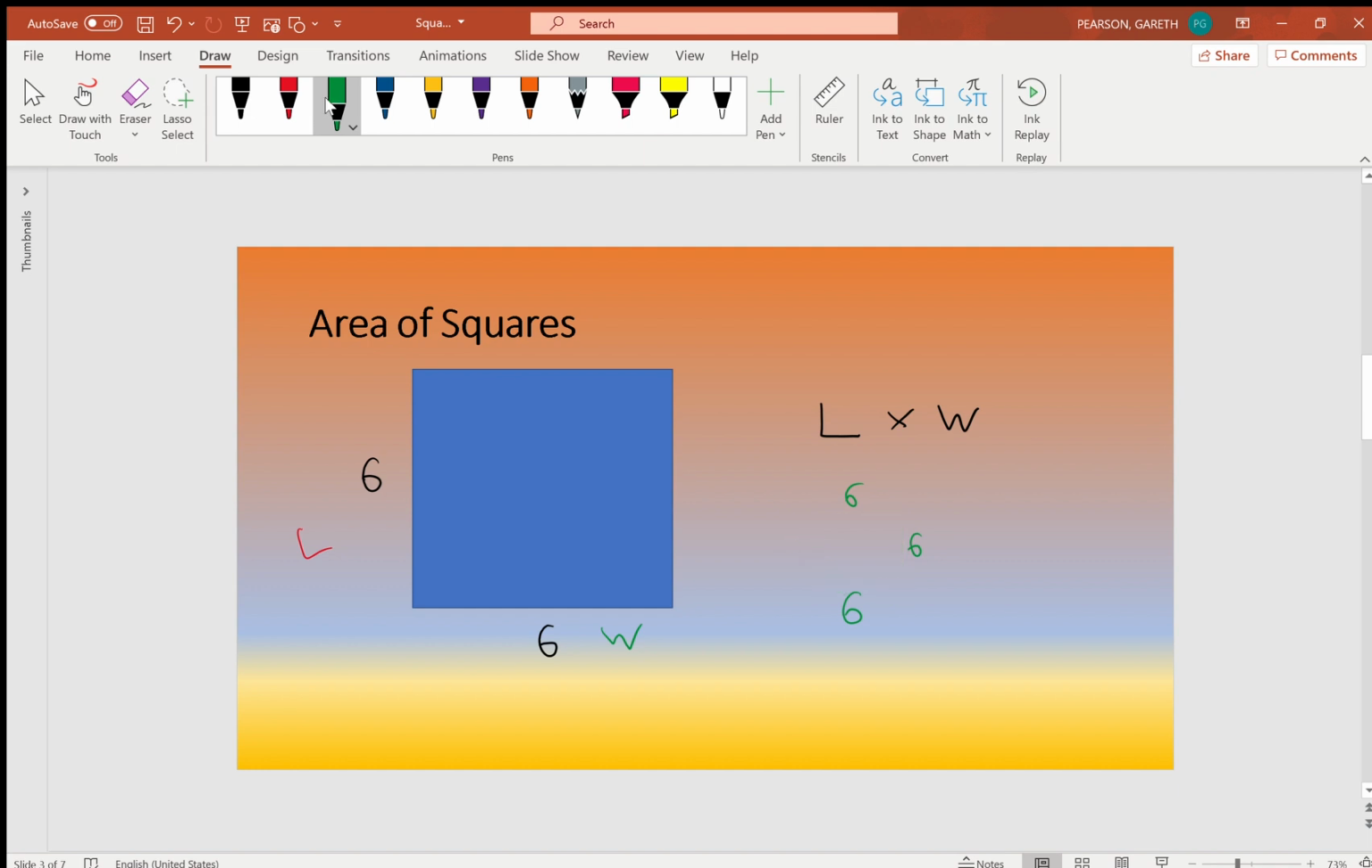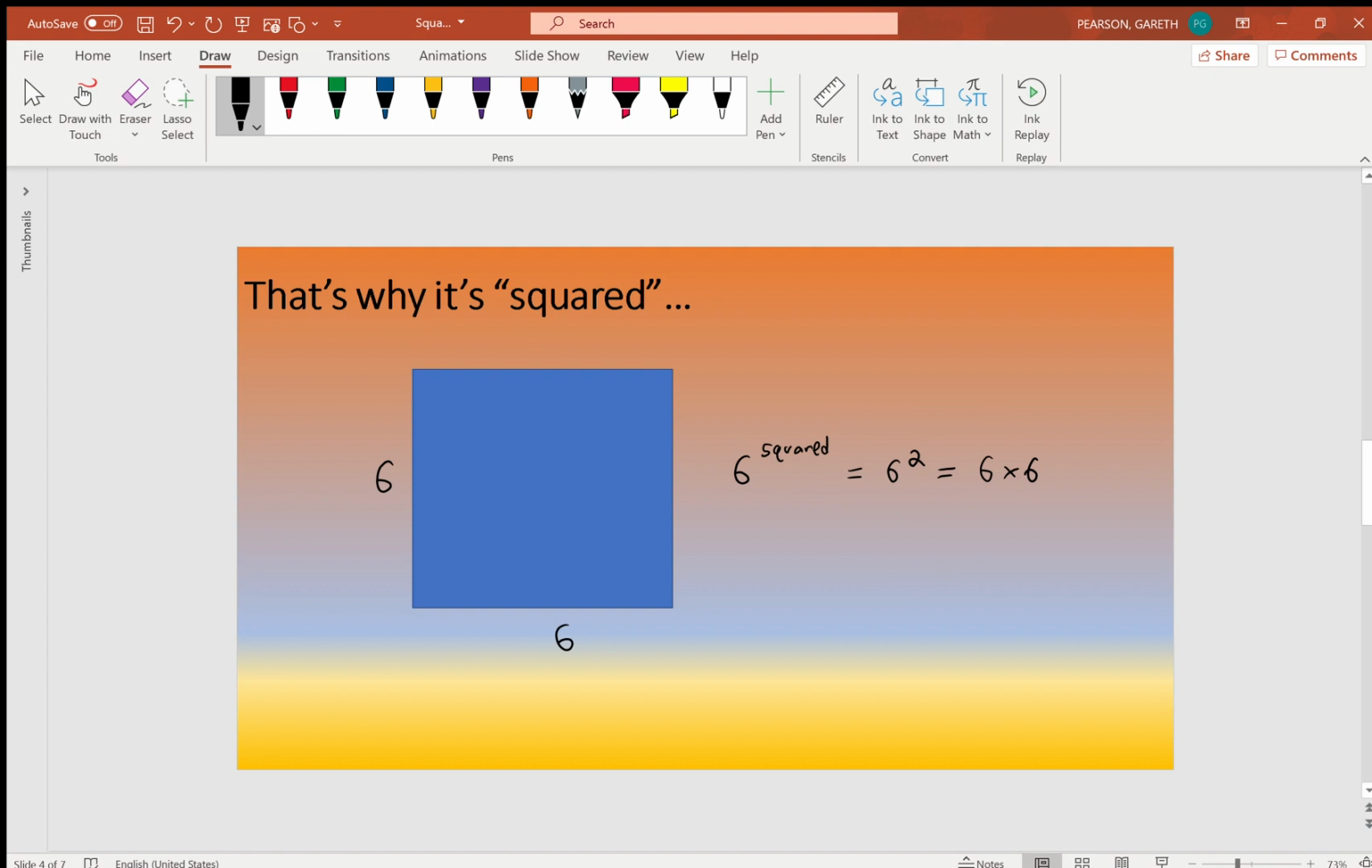So when you're trying to find the area of a square, you grab the length, 6, and you multiply it times the width, 6, and that's 36. 6 times 6. That's why we call raising something to the second power squaring it. Because when you're given 6 to the second power, all that basically is 6 times itself, 2 times. 6 squared. When you're trying to find the area of the square, it's just 6 times 6. Your area is 36. 6 squared is 36.